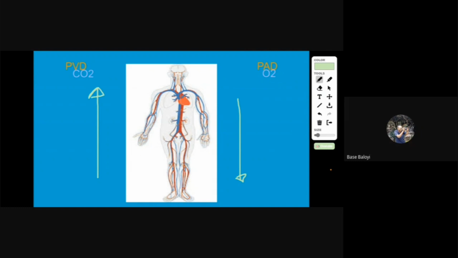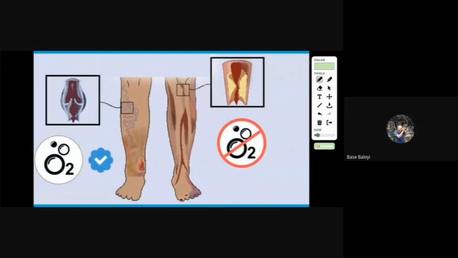Back to the heart. So when we talk about peripheral artery disease, it means that we are not having enough oxygenated blood going where? To the peripheries. What else? When we talk about your peripheral venous disease, it means that we are unable to get deoxygenated blood back to the heart for reoxygenation. I hope we understand so far. Okay, let's explain this further.